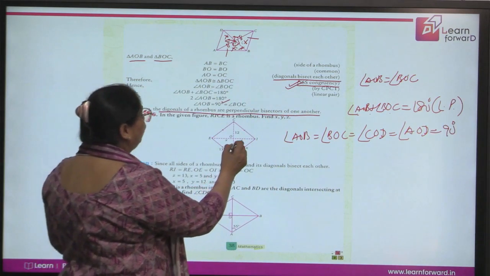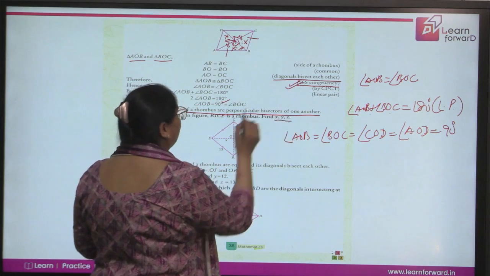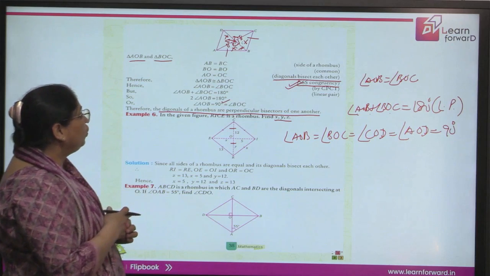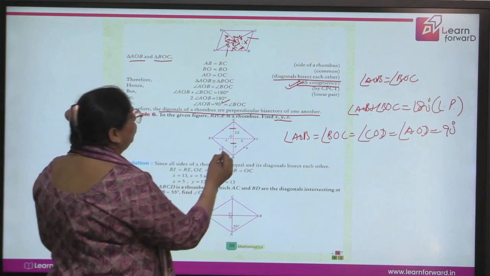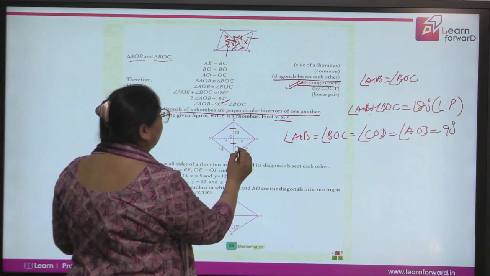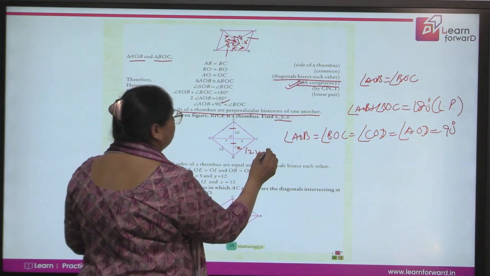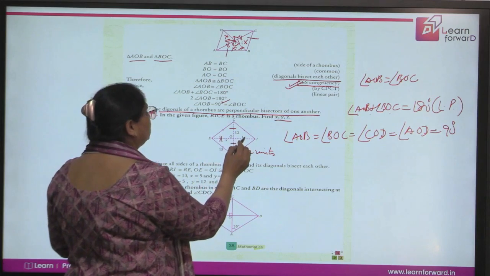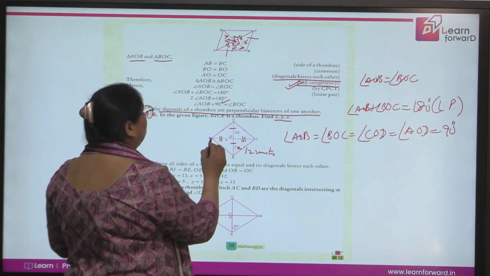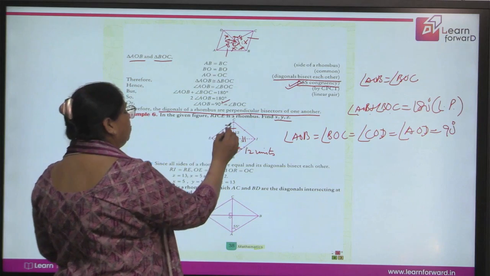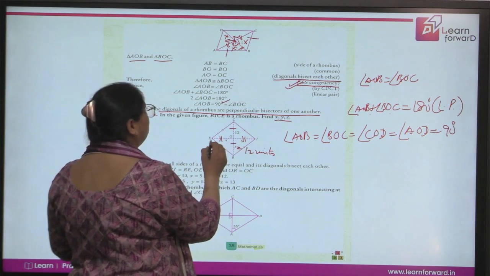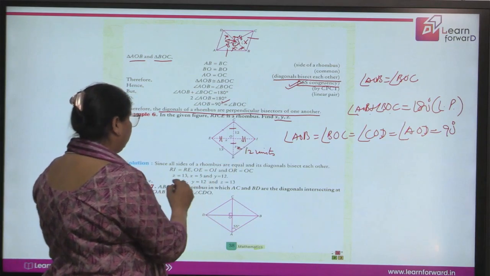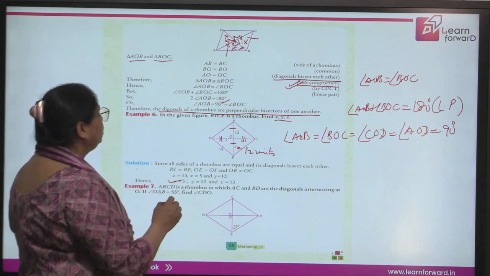In this figure, what we have to find? X, Y, Z. Since we know the diagonals of a rhombus bisect each other, if CO is 12, then AO must be equal to 12 units. Again, this diagonal is bisected, so this EO, or X, must be equal to 5, and Y is 12, as I have told you.